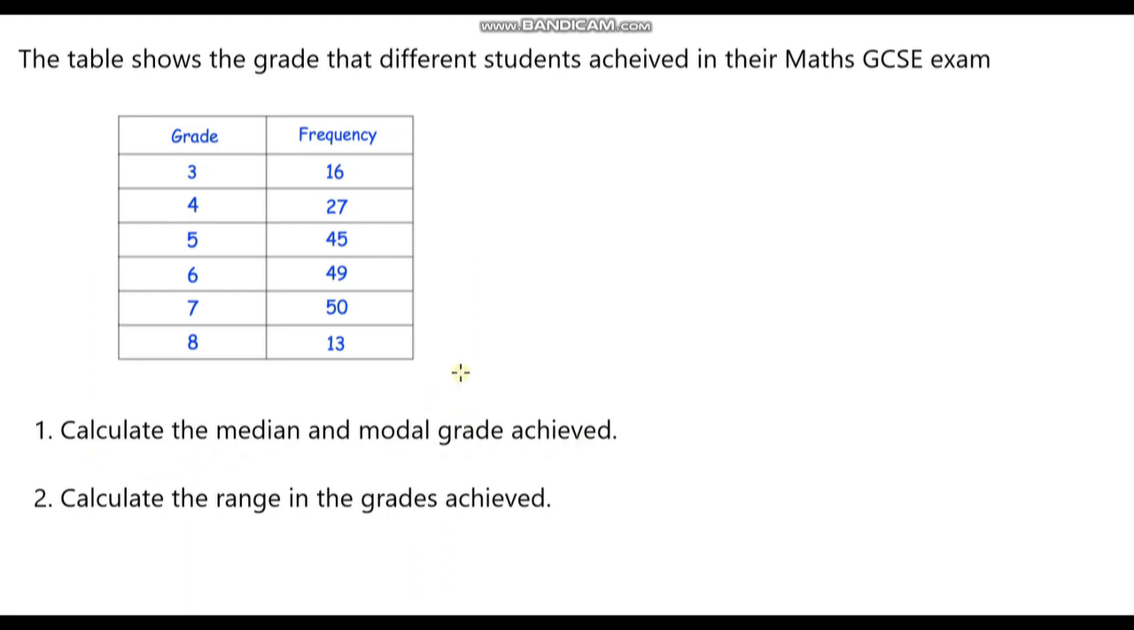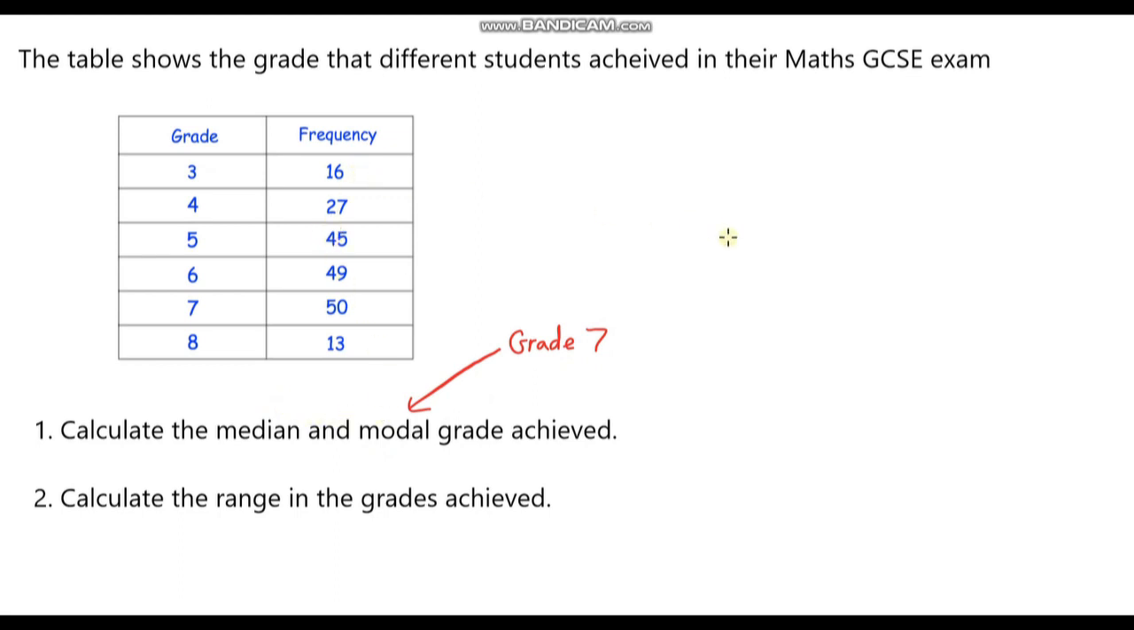Well, first of all, the modal one, that's the easier one to do. So the most common grade, we look at the frequency and we can see the highest number is here. So that corresponds to a grade 7. So our answer is a grade 7 for the mode. Now the median is the middle number.